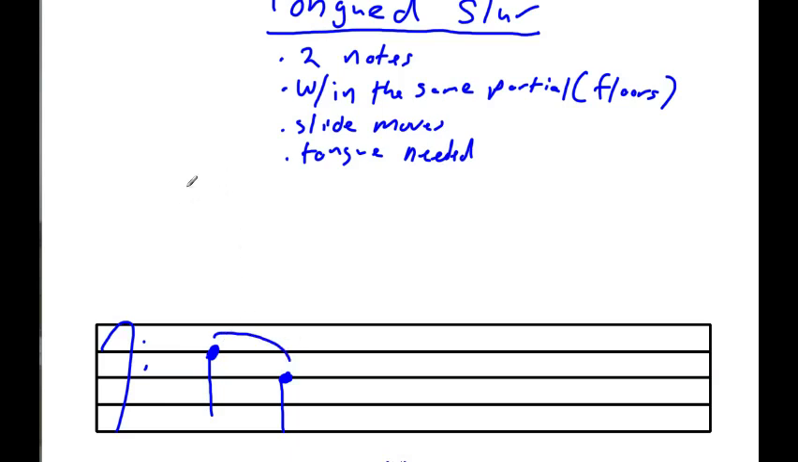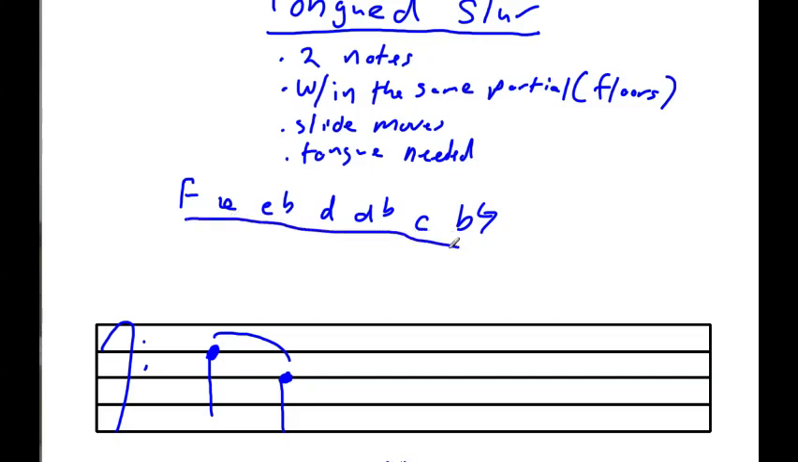So they're on that same floor. F, E, E flat, D, D flat, C, down to B natural. So that's all on that same floor, on the F partial. If you don't tongue it, it's going to be a gliss. So you have to do a very quick legato tongue there.